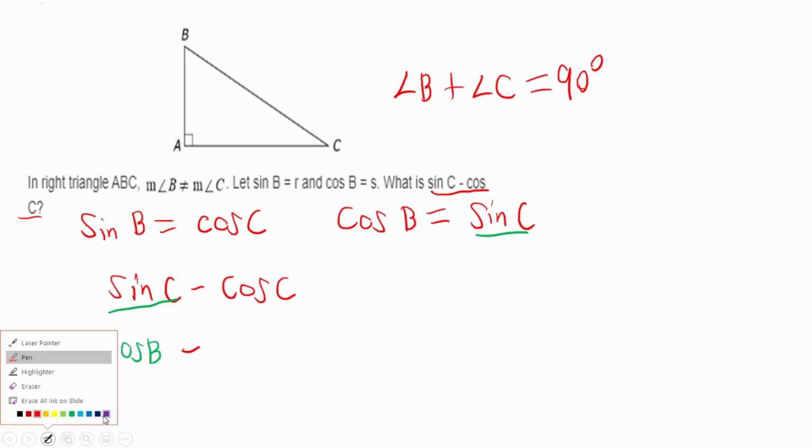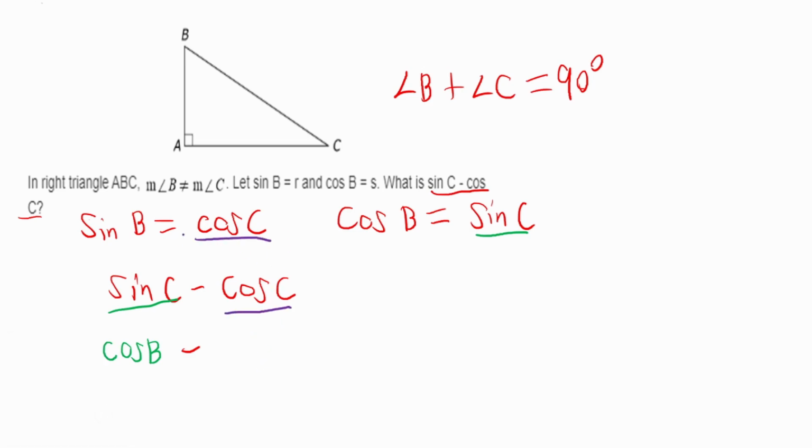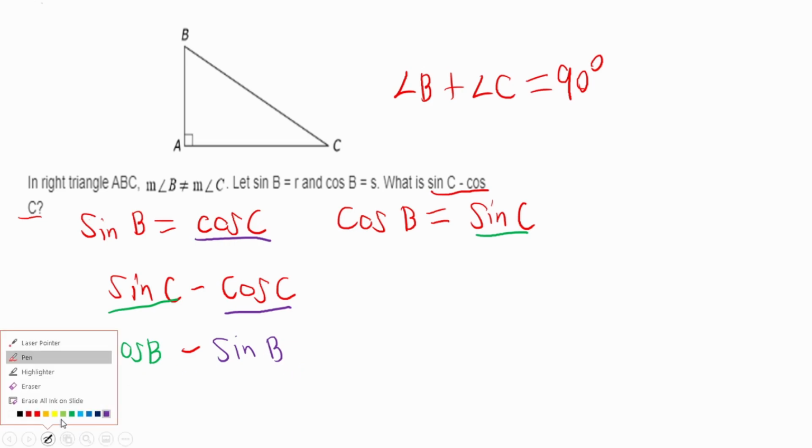minus. And then, where do we see cosine of C? Well, that's right here. And that's equal to the sine of B. So let's swap it out and we write sine of B. And then, let's look up top. Where do we see cosine of B in our statement up here? The cosine of B is equal to S.